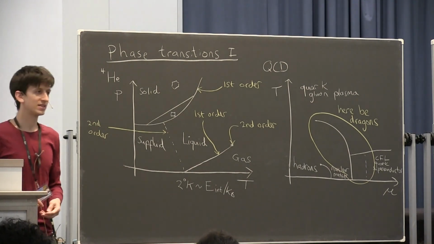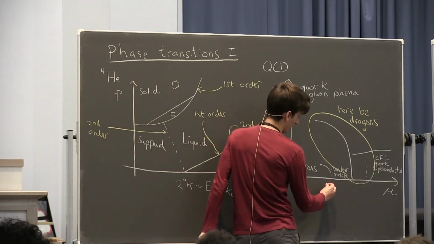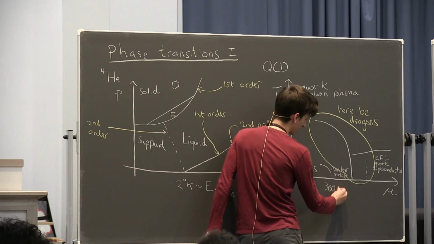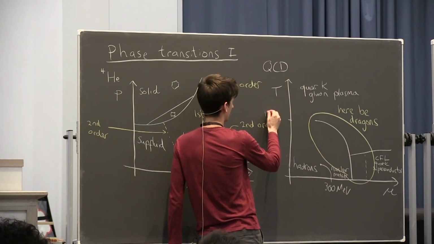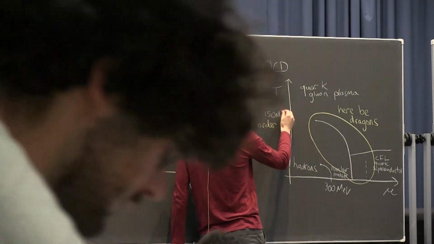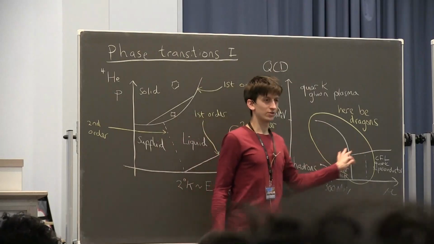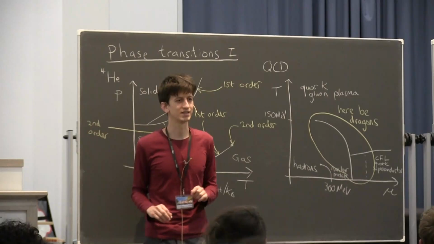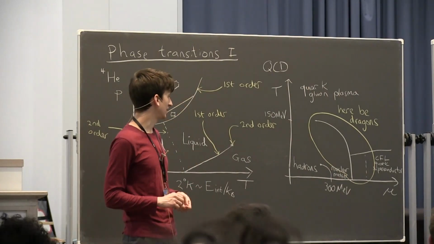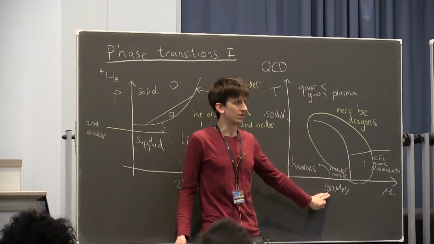Okay, so here are a couple of phase diagrams. Let me just put some scales on here. Here we have roughly 300 MeV somewhere here, and here roughly 150 MeV. Whether these are lines of first or second order phase transitions, what I've drawn is the current understanding, but it's not completely known. And these energy scales here are just the energy scales in your model.